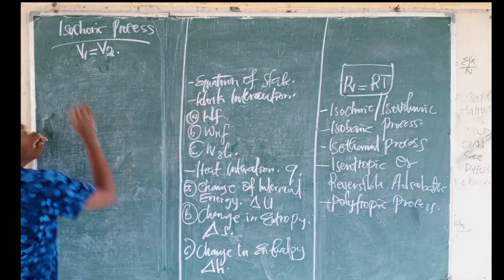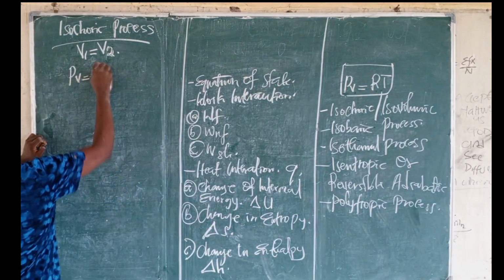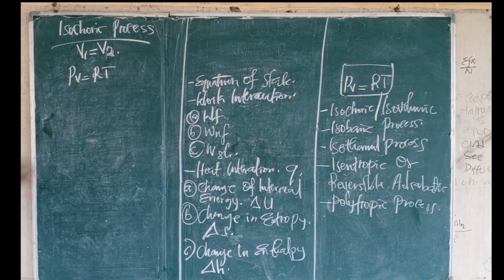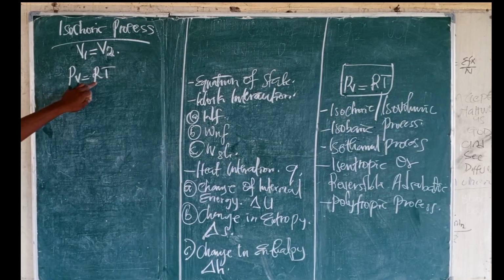We know that from that equation, PV is equal to RT, where P is pressure, V is volume, R is the specific gas constant, and T is temperature.